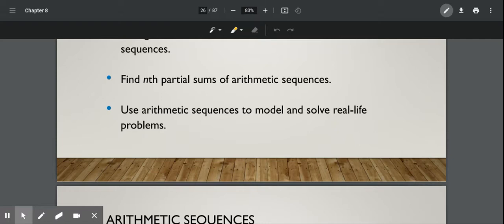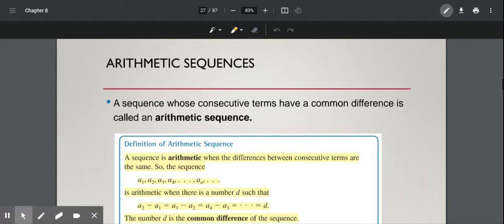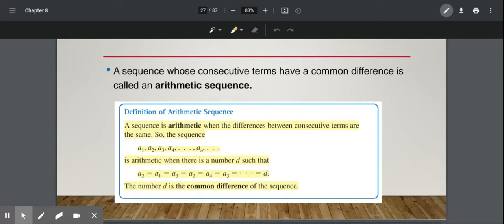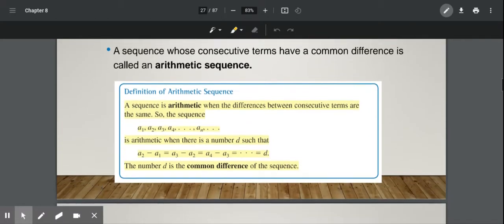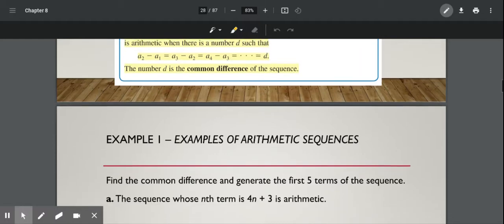If you look at your formula sheet, you're going to want to look at the three formulas specifically underneath your arithmetic sequence section of your formula sheet. So remember that an arithmetic sequence is a sequence that has a common difference between each term, which means that you're either adding or subtracting the same number to get to your next term.